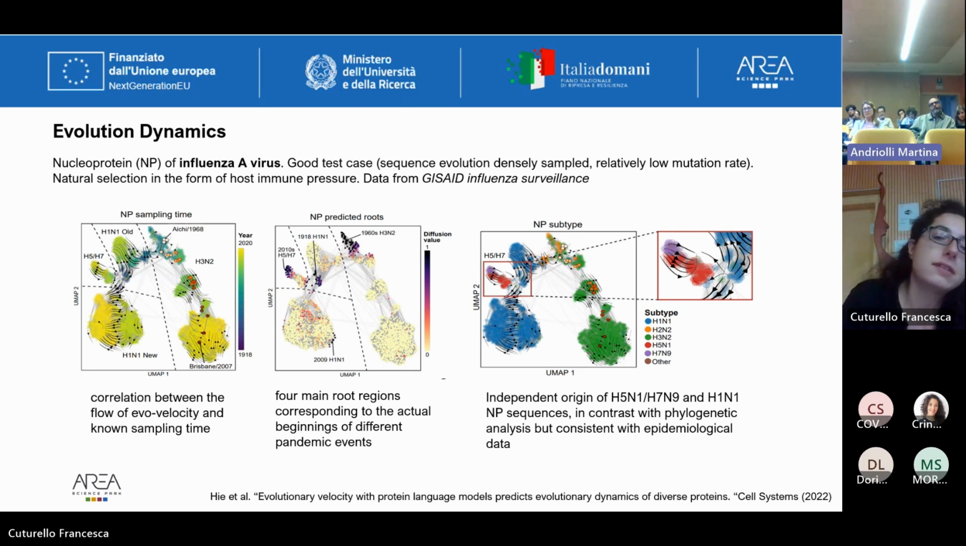Also, there is one detail that they claim is nice: there is this red subtype here, which was predicted by a phylogenetic analysis to have originated from the blue subtypes, but they predict it to be of independent origin, and actually this is confirmed by recent epidemiological data. So let's say this is a more robust approach with respect to phylogenetic analysis.